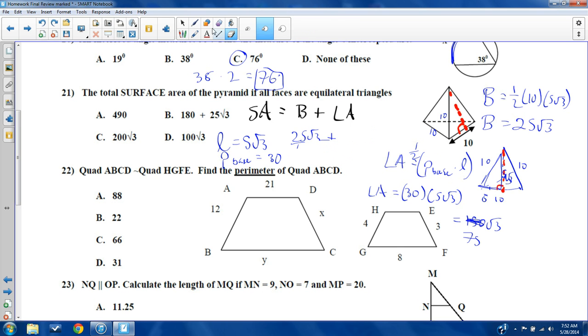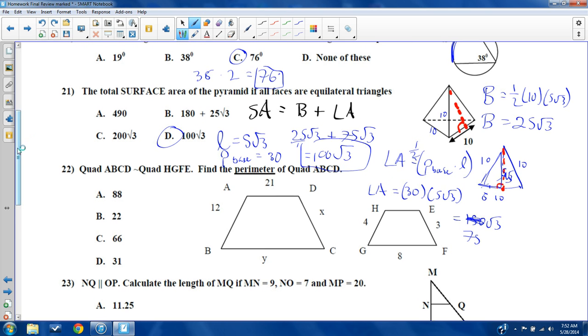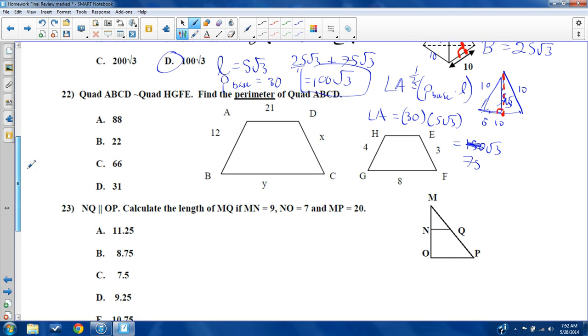So 25√3 plus 75√3 is 100√3. I could write the decimal approximation, but here they have 100√3. So sorry for that screw up. That was my bad. That is where you need to make sure you access the stuff and know it. You're only following me to make sure I'm doing things right as well.